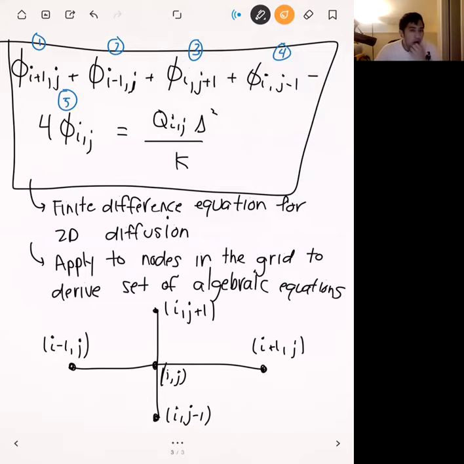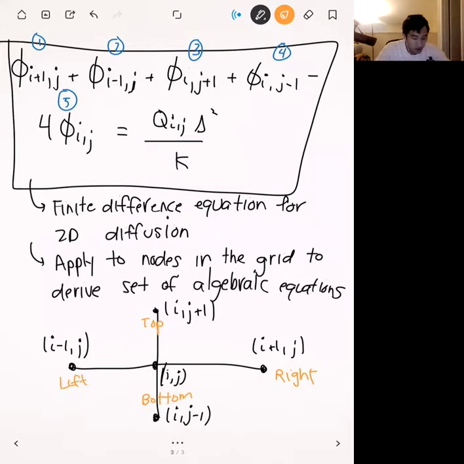But usually, just for the sake of simplicity, I like to label these with better names. The node at i,j+1 is going to be our top neighbor. The one at i+1,j is our right neighbor. The one at i,j-1 is our bottom neighbor. And the one at i-1,j is our left neighbor.